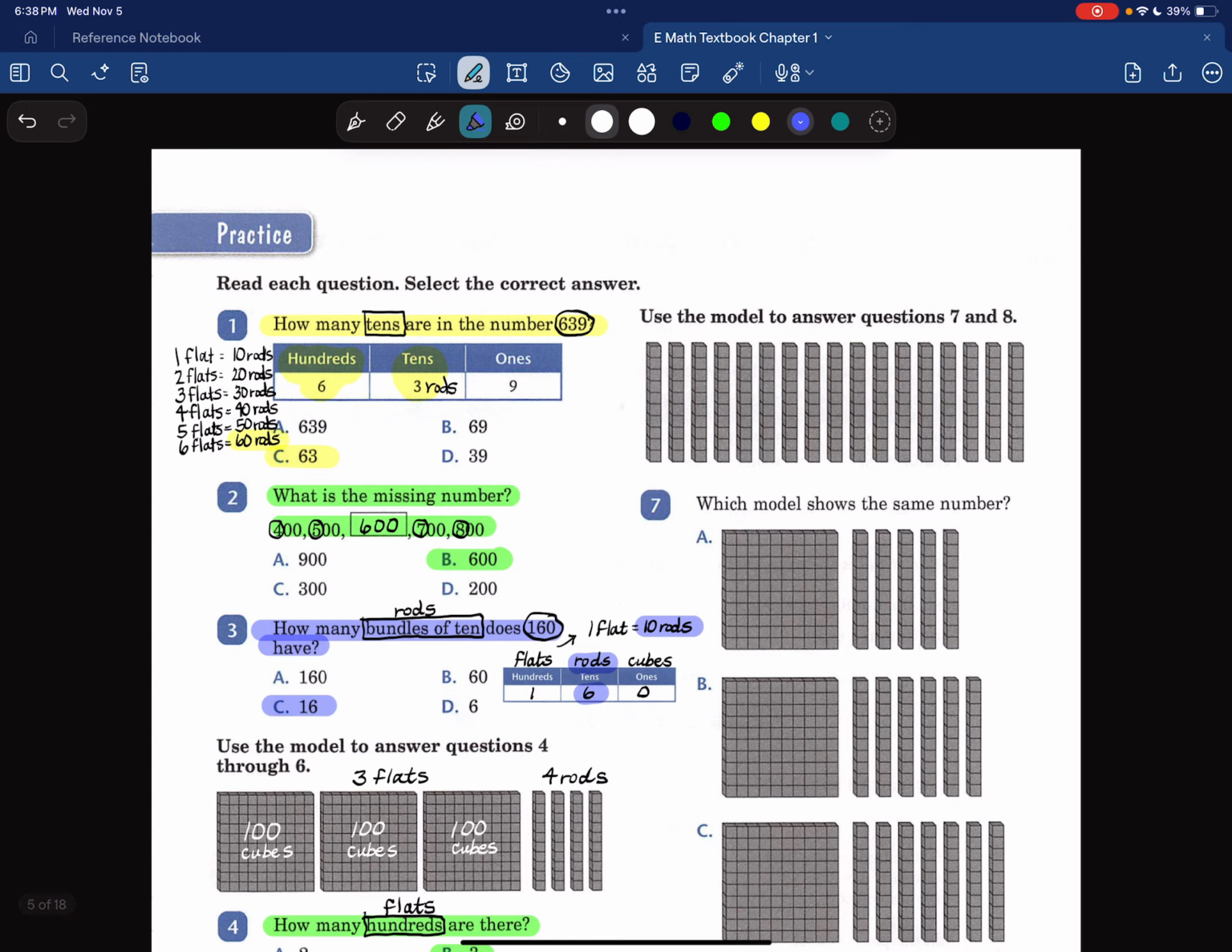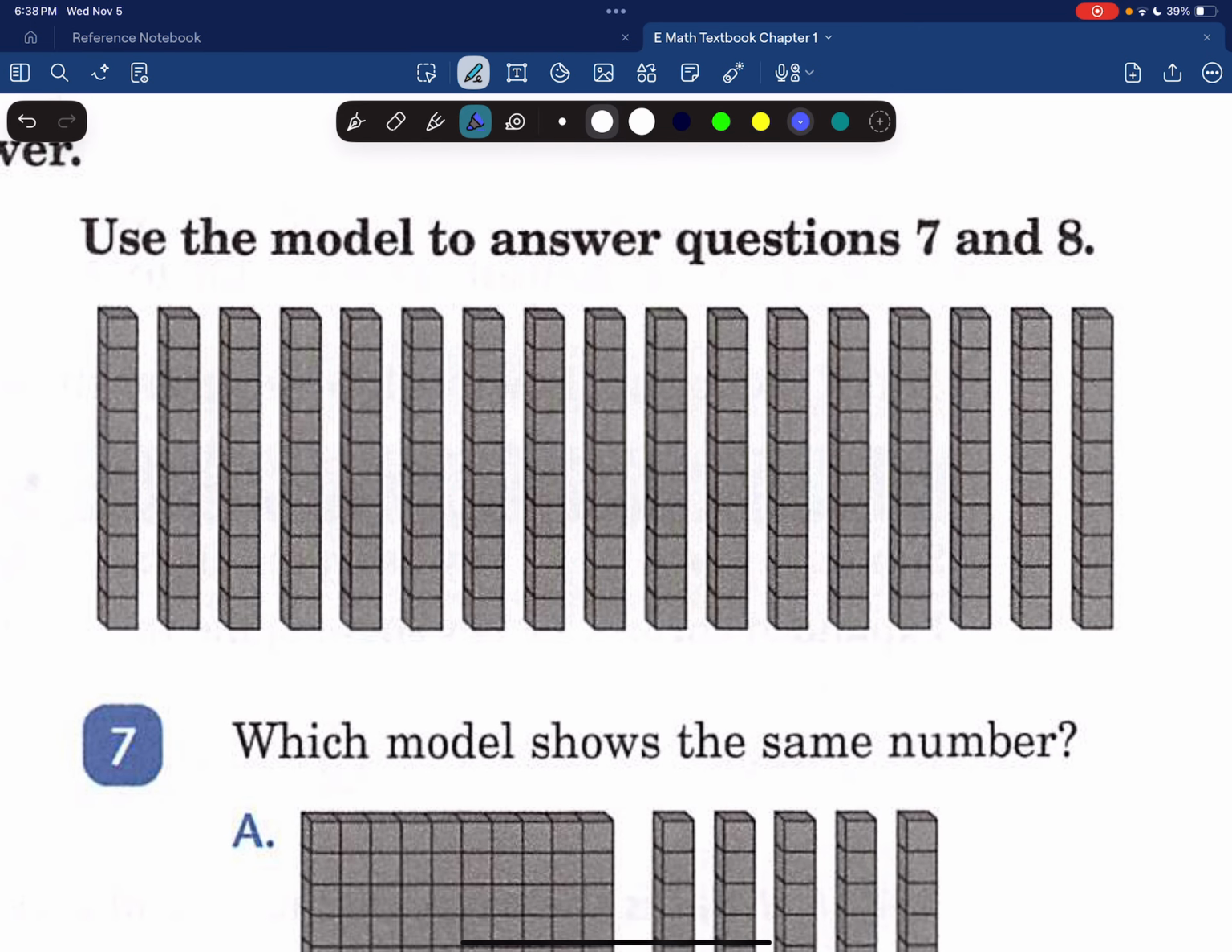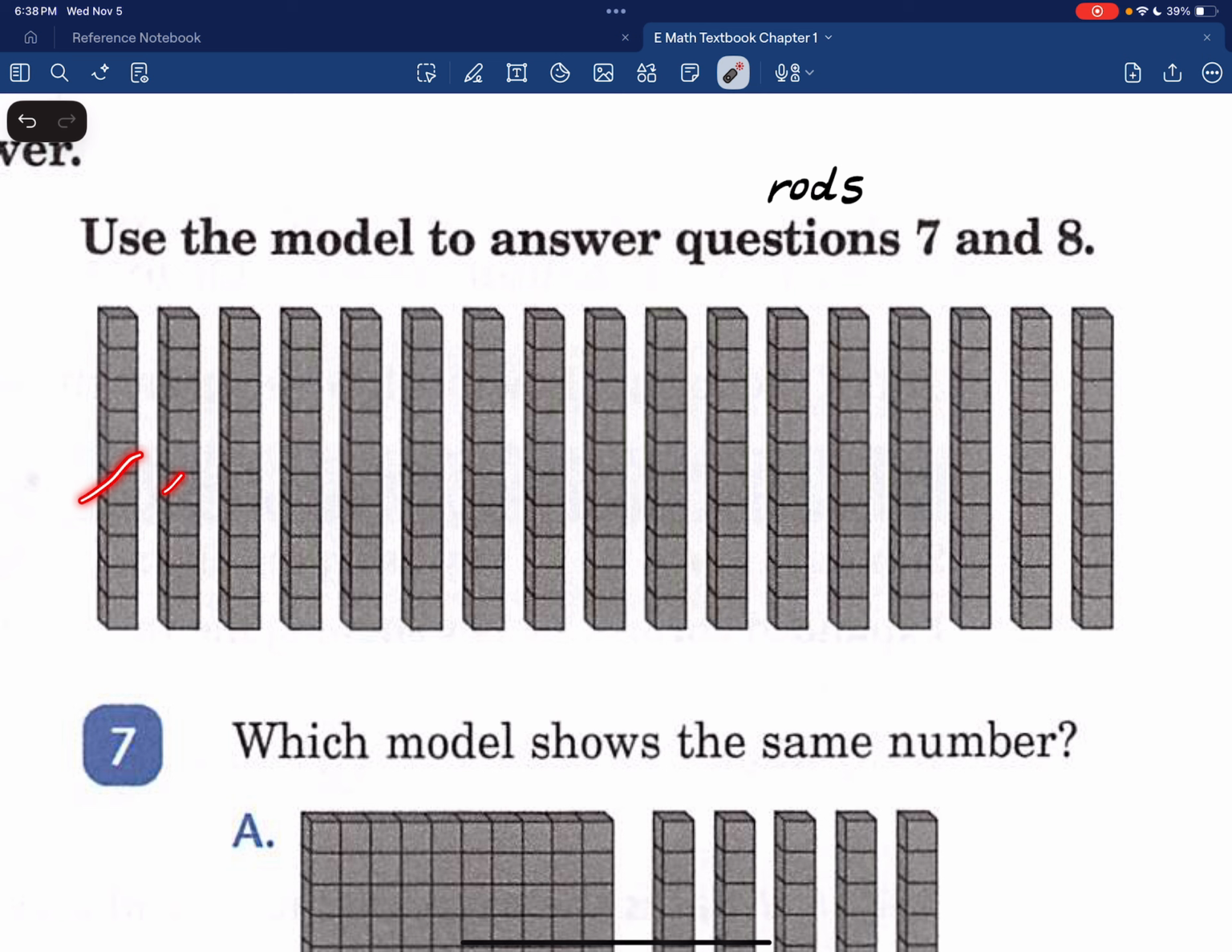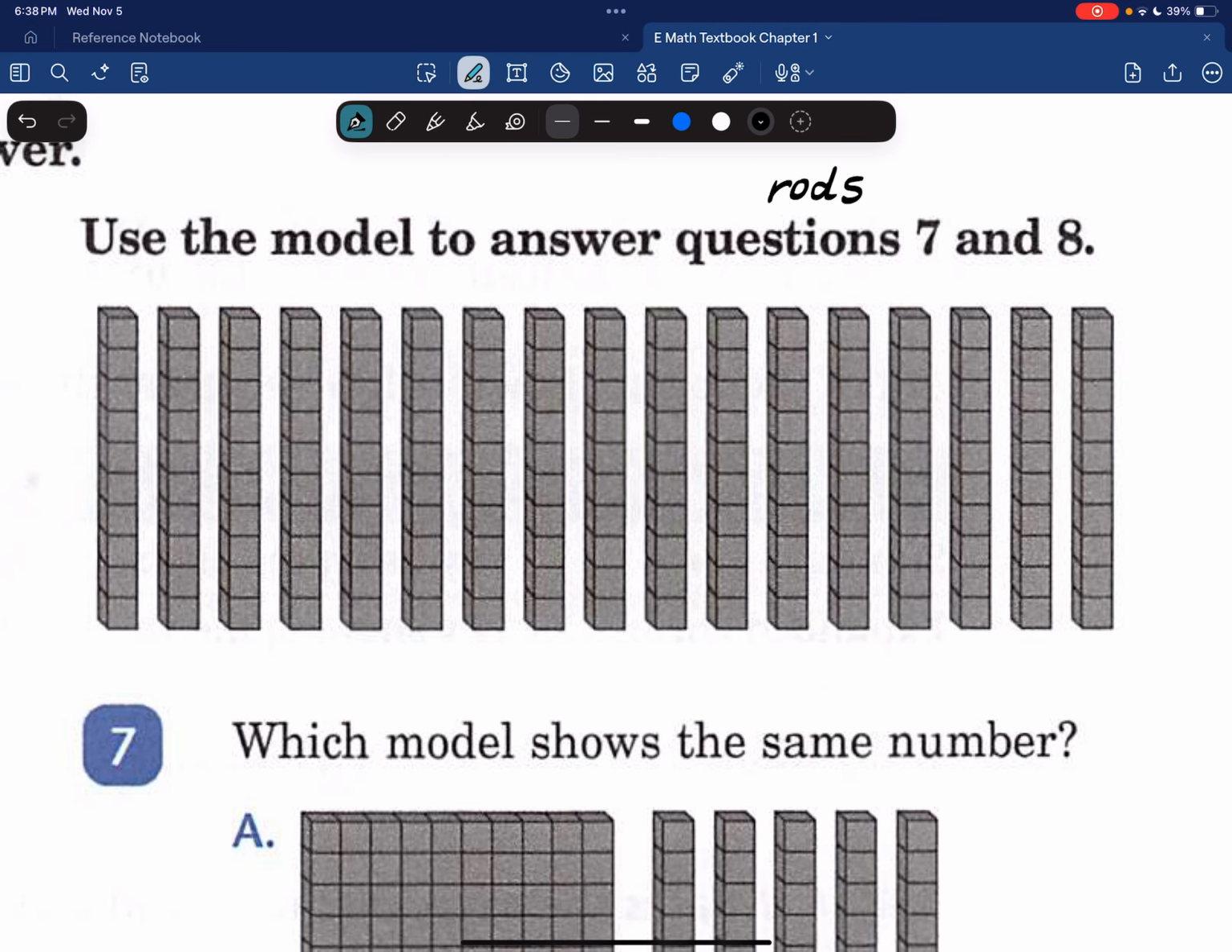All right, number 7. Use the model to answer questions 7 and 8. So let's take a look at our model first. And these are all rods. So my question is, how many rods am I looking at here? So let's count them. 1, 2, 3, 4, 5, 6, 7, 8, 9, 10. There's a flat. 11, 12, 13, 14, 15, 16, 17. So we have just counted 17 rods.